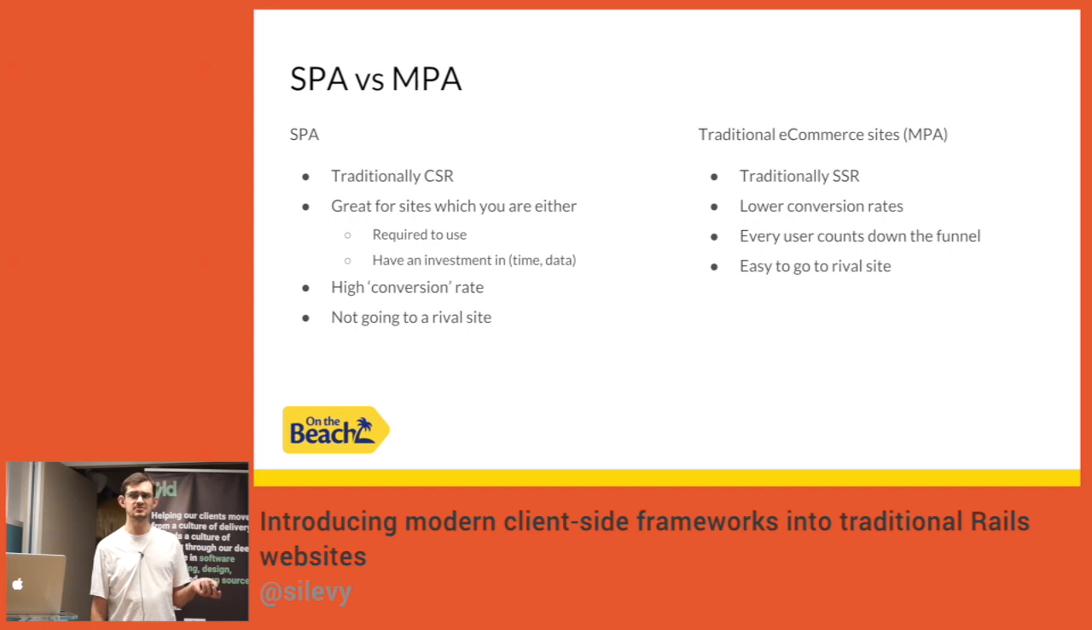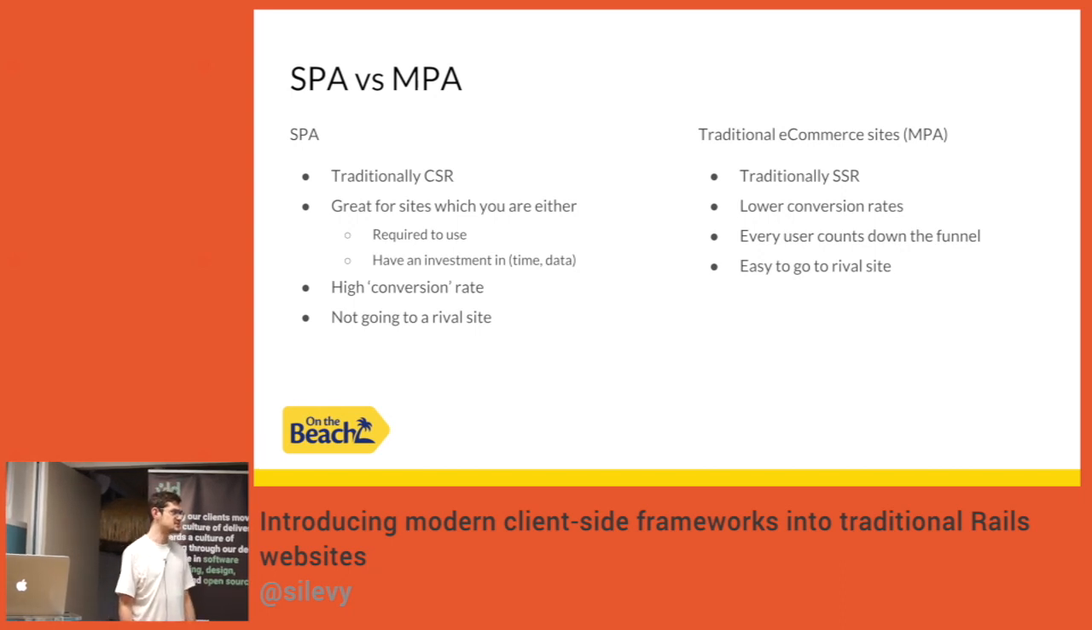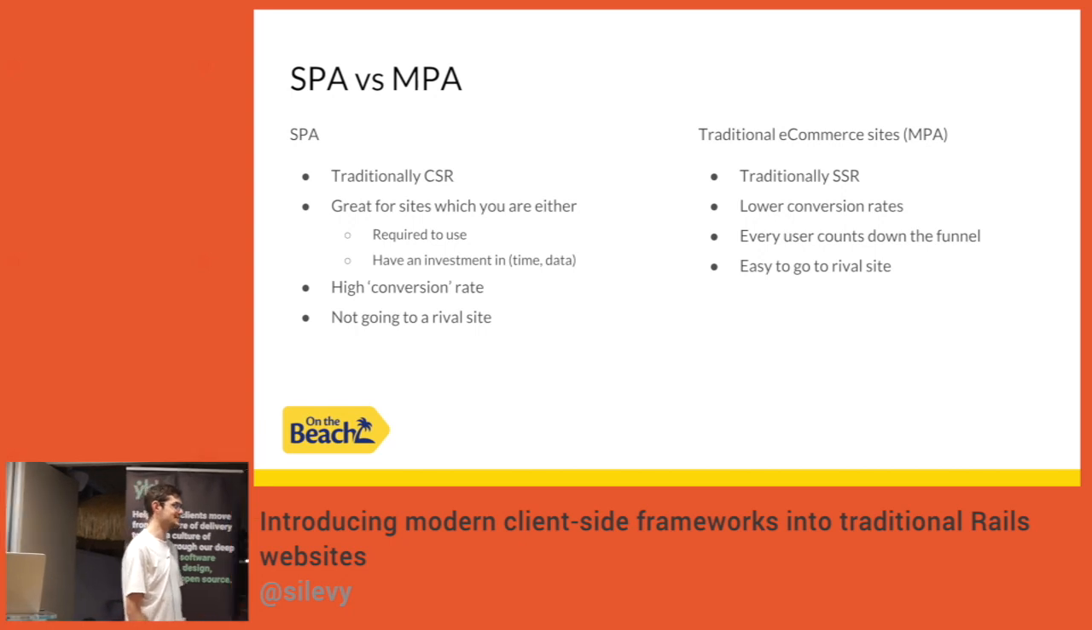Whereas a multi-page application, more of a traditional e-commerce site, more how a legacy Rails app works, is traditionally server-side rendered with a lower conversion rate, so every single user that hits your site and goes down your conversion funnel counts. Because if you lose one user on a lower conversion rate, it hits you harder in your back pocket. And quite often, the users aren't invested. If you think about holiday booking, what On the Beach do, you can go to On the Beach and book a holiday. If the website's not working for you, you're just going to go to TUI or Thomas Cook or someone and book your holiday on there.